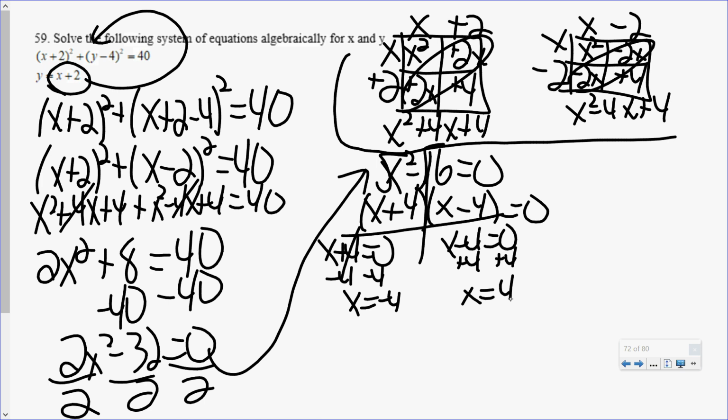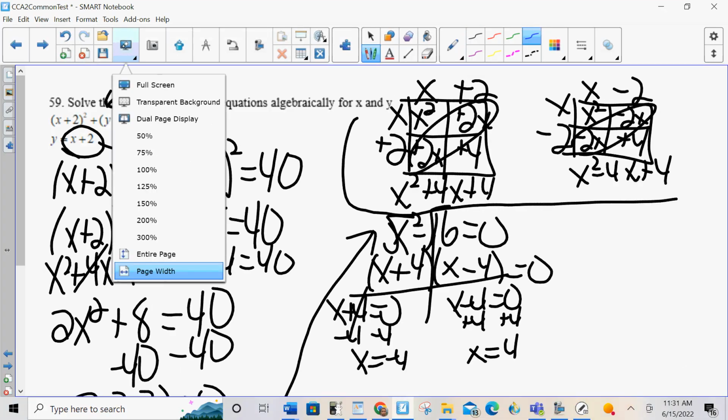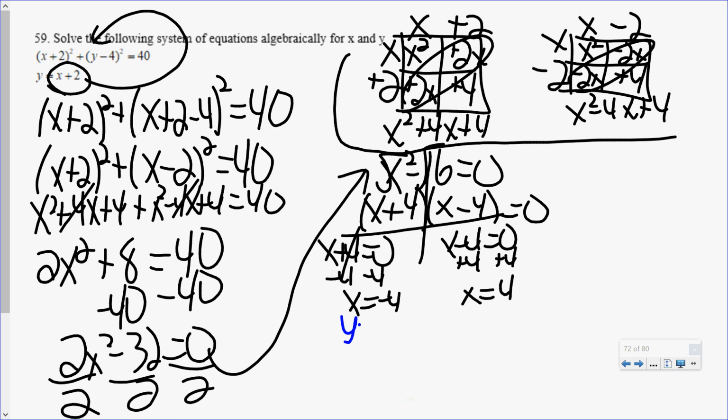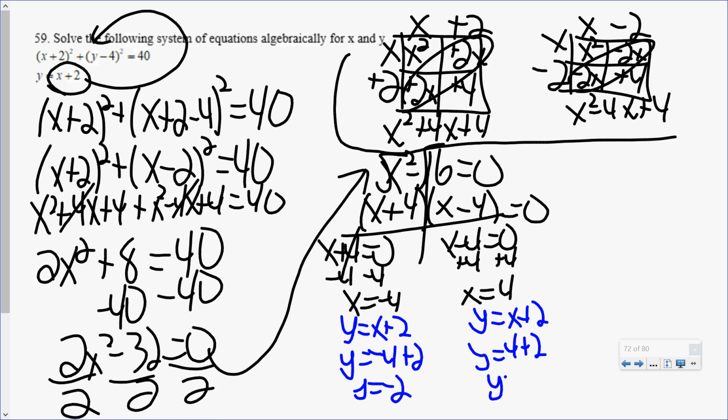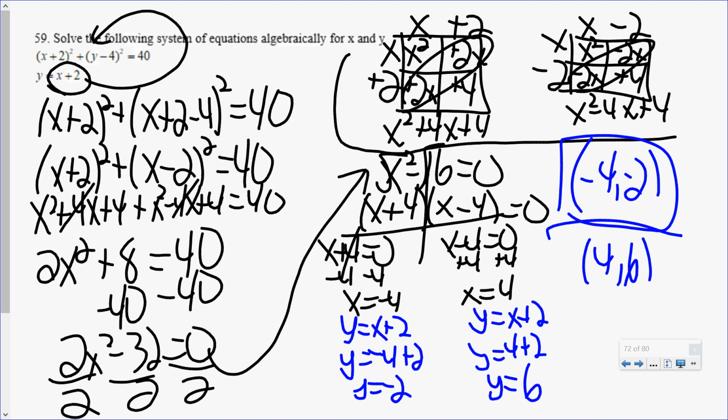Now, I'm not done because the system has x values and y values. So I'm going to take one of the original equations, whichever one is easier, and I'm going to substitute my answers in. Y equals negative 2, y equals 6. So my two answers are negative 4, negative 2, and 4, 6. Substitute one equation into the other. Do the algebra, do the Mr. X squared, get your x values. Once you have your x values, substitute each of them into one of the originals to solve for the other variable.